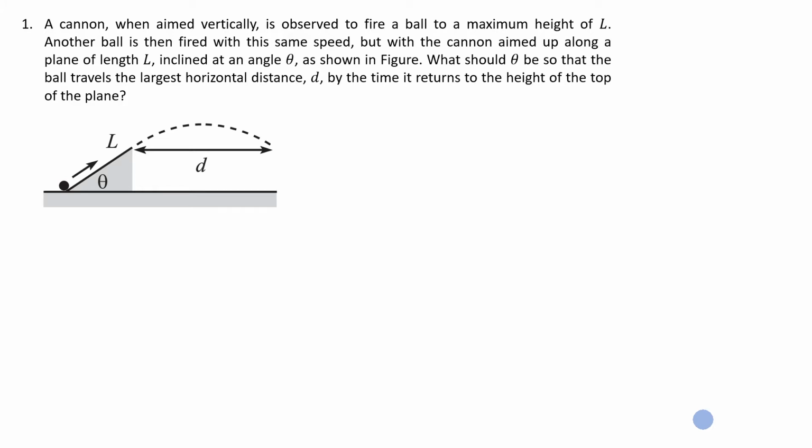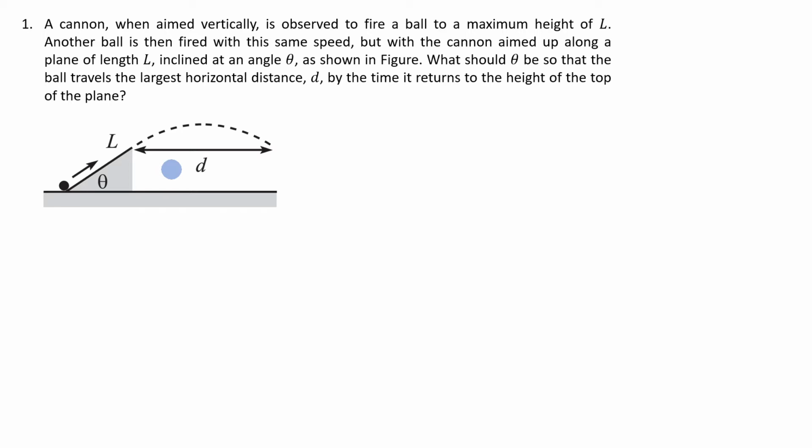This is the first problem. A cannon, when aimed vertically, is observed to fire a ball to a maximum height of L. Another ball is then fired with the same speed, but with the cannon aimed up along a plane of length L, inclined at an angle theta, as shown in the figure. So this is the theta. What should theta be so that the ball travels the largest horizontal distance, d, by the time it returns to the height of the top of the plane?